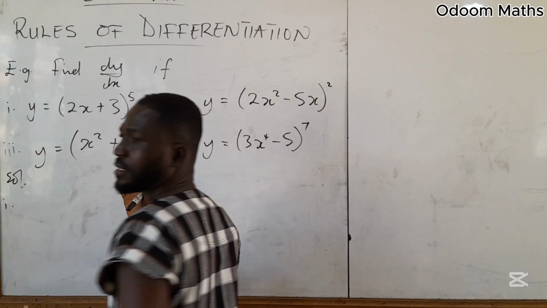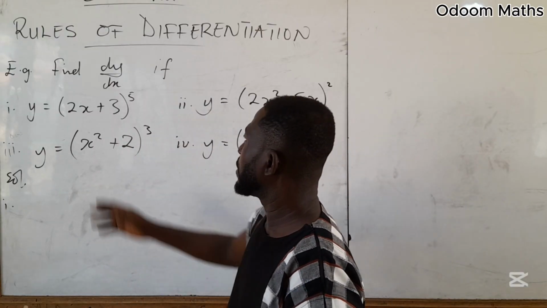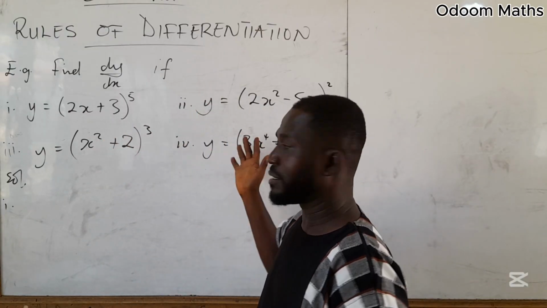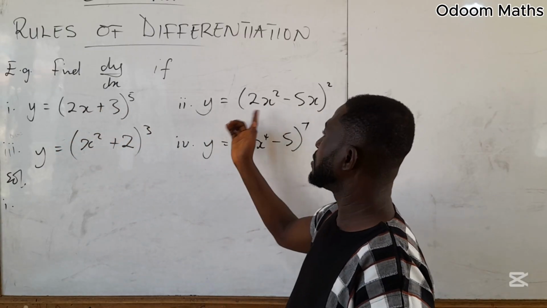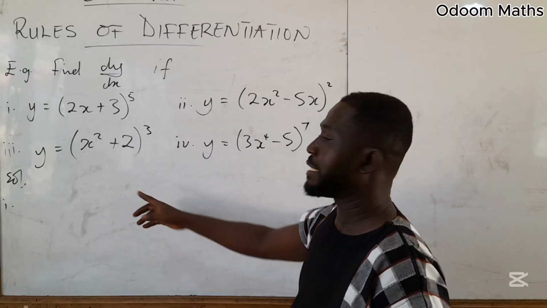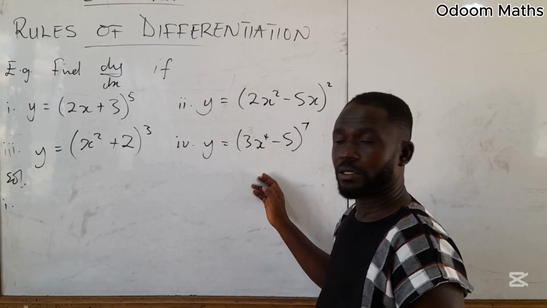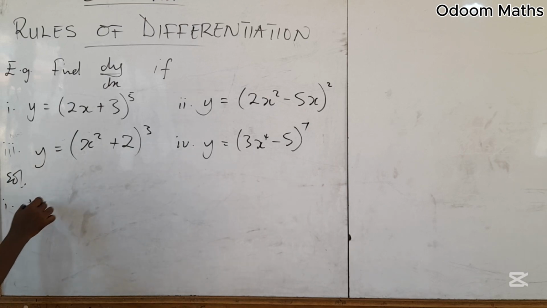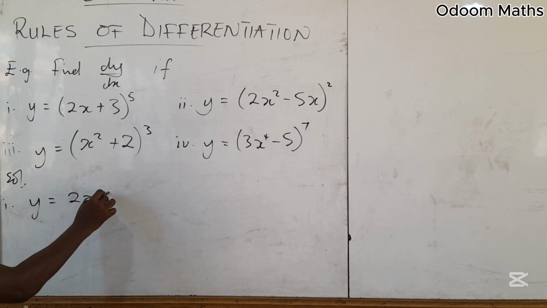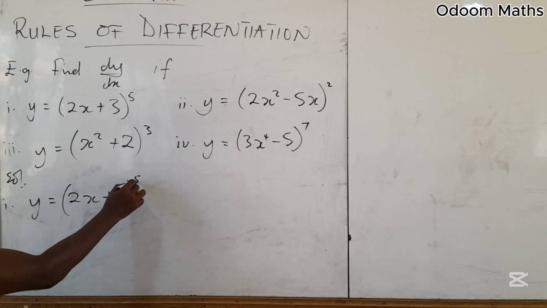So now let's solve these examples. We have to find dy/dx when this is given. Here I am taking you through the first, second, and third, and then you will do this one on your own. So the first one, y is equal to 2x plus 3, all to the power 5.